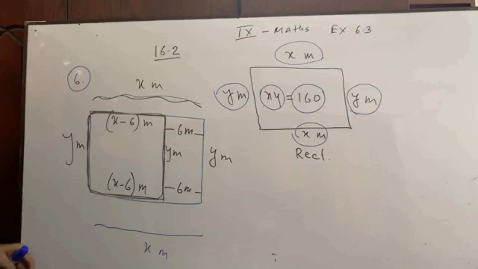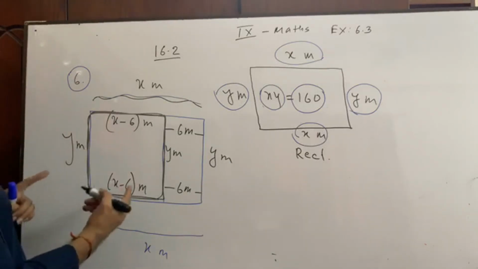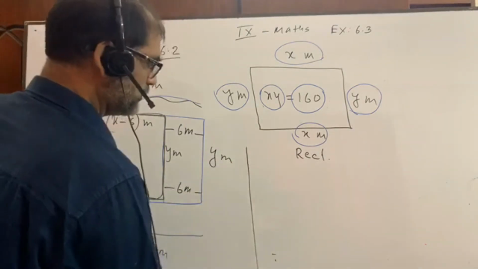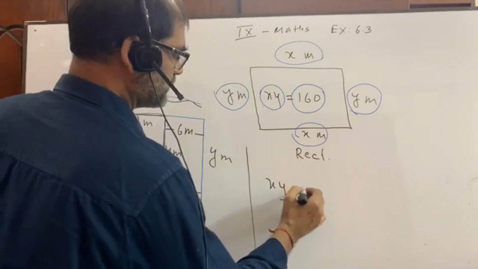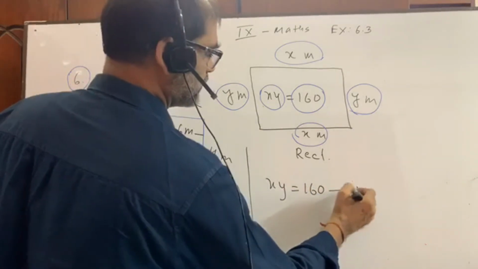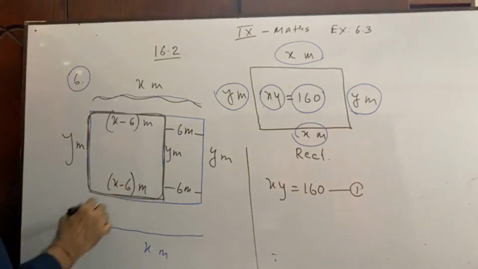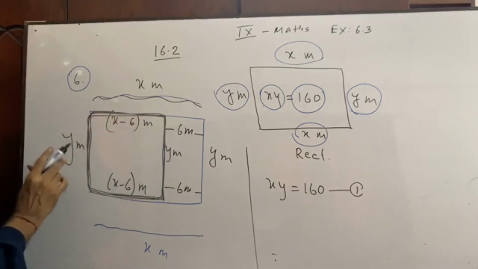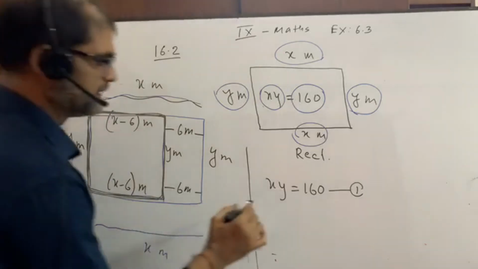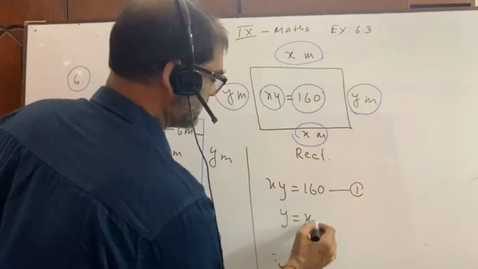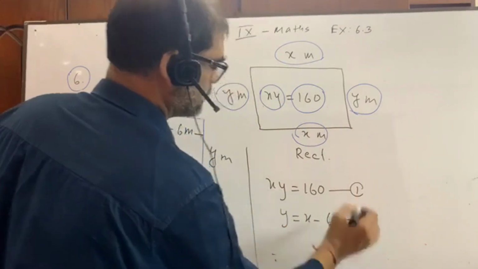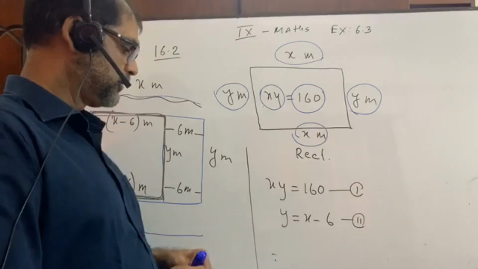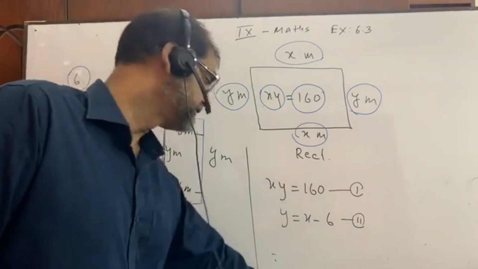Then what will we get here? In this question we will get two equations. At first, xy equals 160. This is equation 1. And here it is a square, that means length and breadth are equal. So y and x minus 6 will be equal. This is equation 2. Please try to understand. y equals x minus 6.